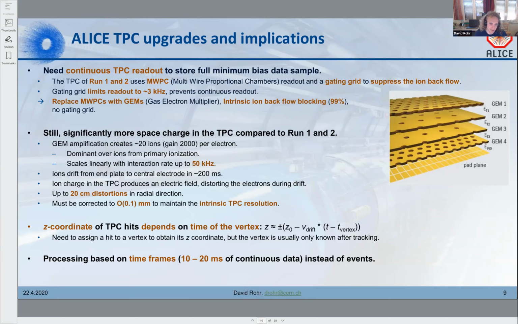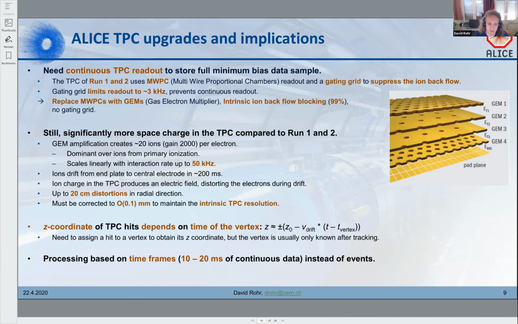So basically, we aggregate the ions of 200 milliseconds of data of collisions in the TPC, and the electric field produced by the ions will distort the electrons by up to 20 centimeters in radial direction, which is huge space charge distortions to the data we have in the TPC. And this must be corrected to the order of 1 millimeter, which is the intrinsic resolution of the TPC.